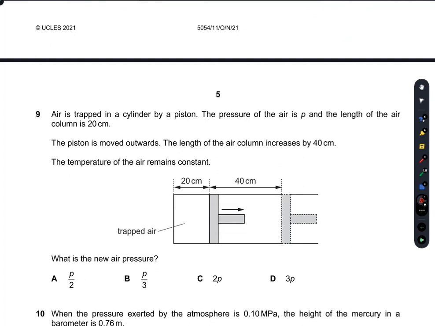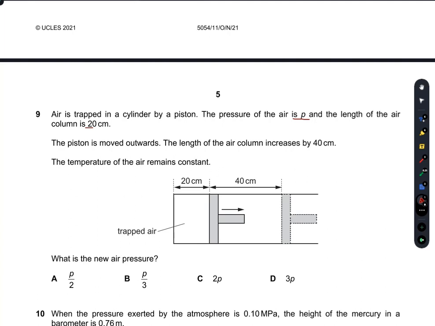Air is trapped in a cylinder by a piston. The pressure of the air is P and the length of the air column is 20 centimeters. The piston is moved outwards. The length of the air column increases by 40 centimeters. The temperature of the air remains constant. So what is the new air pressure?